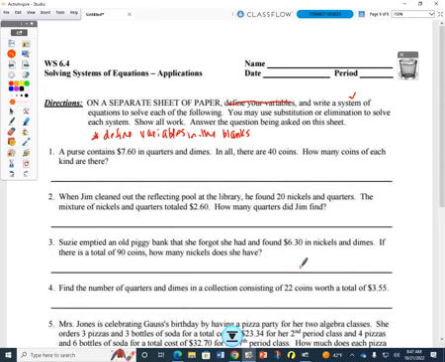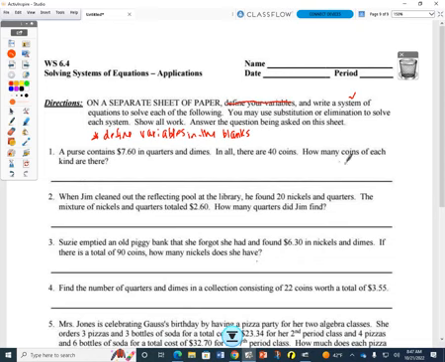We know that there are 40 coins, but there's some quarters and some dimes. The question we're supposed to answer is how many of each are there? We know that there's $7.60. We know there's 40 coins, but can we figure out, without counting them, how many of each are in that purse?